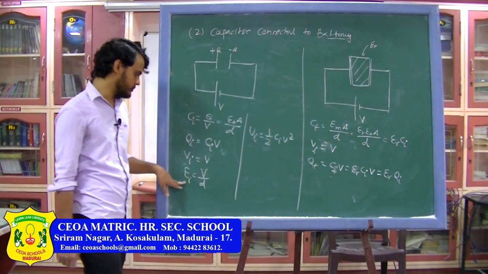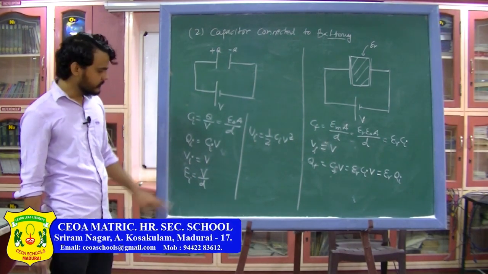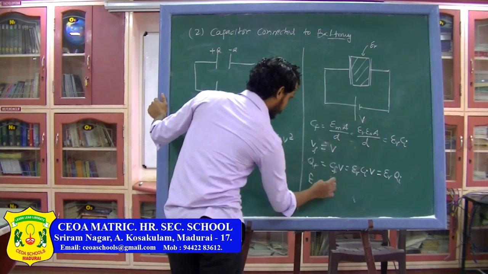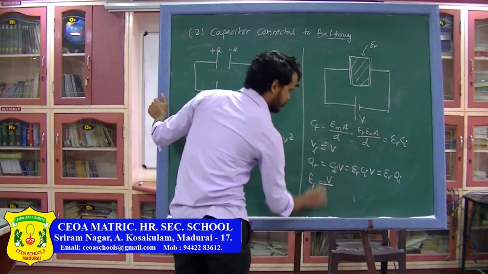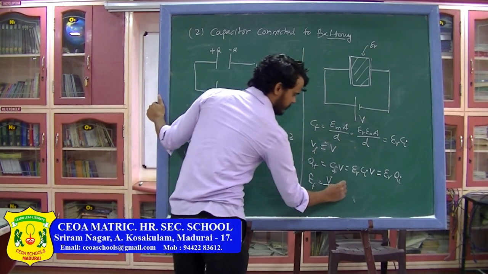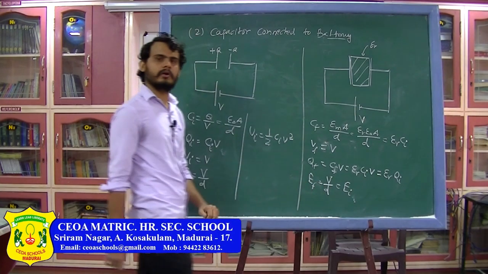Next let's talk about the electric field. Electric field can be written as V divided by D. So the final electric field E final is equal to V final, which is again V, divided by the distance between the plates, which we are not changing. So this is still going to be E initial. So here the electric field between the capacitor plates is not changing.